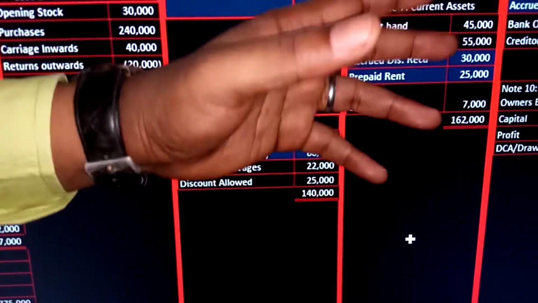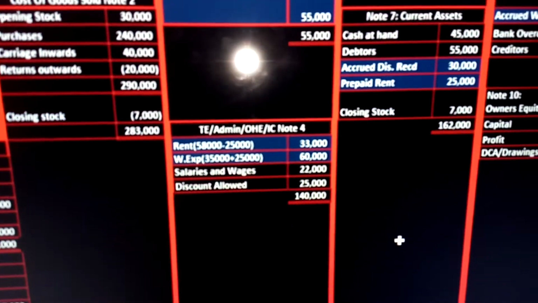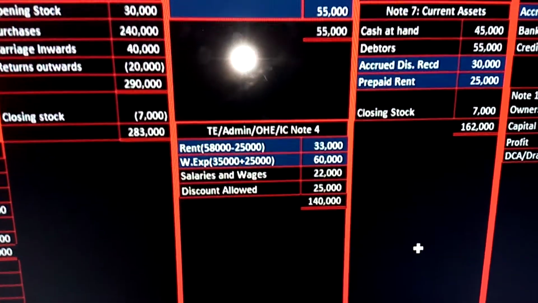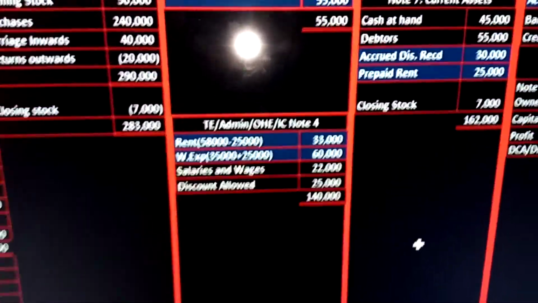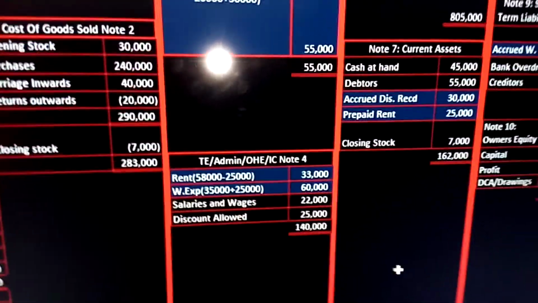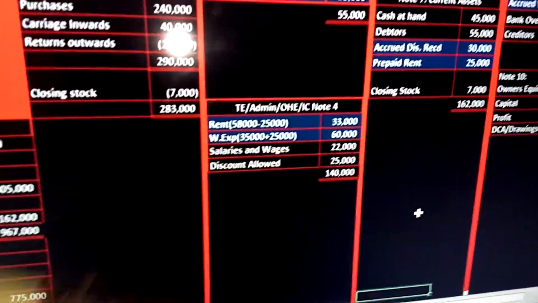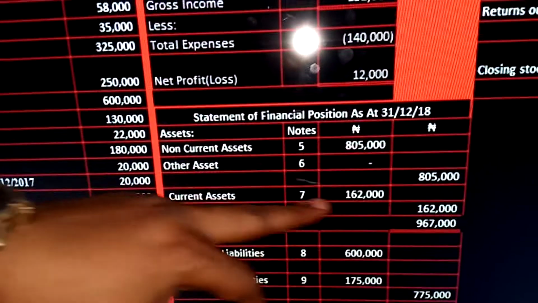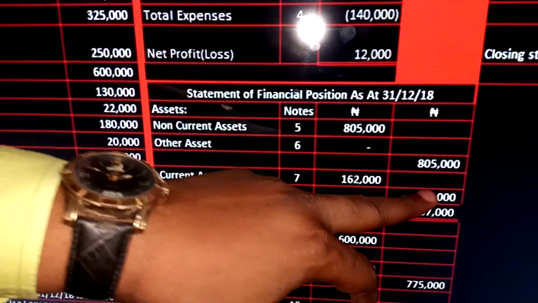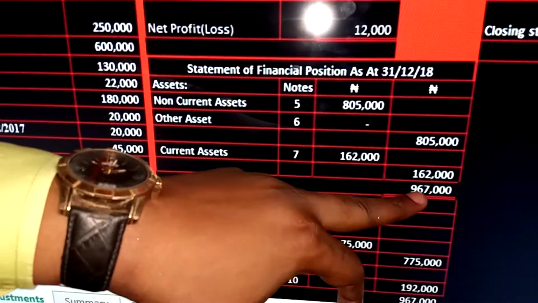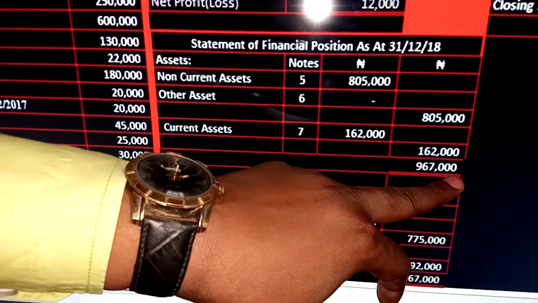So for you to understand asset items and liability items, you can go to our class on double entry for assets and liabilities. So that's how we got the 162,000 you have here as current asset. When you bring that here, 162 plus 805 gives us 967,000.